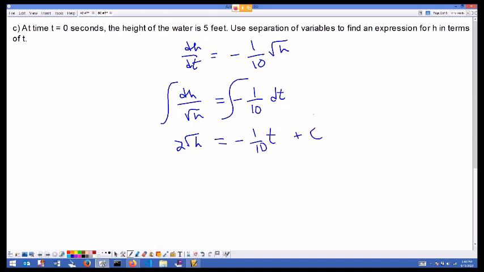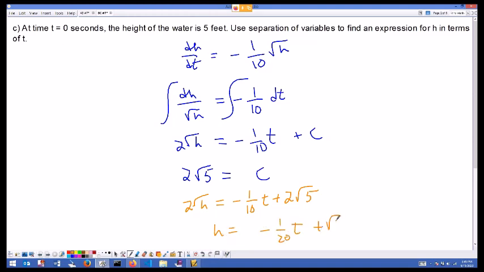Plug in your initial condition that when t is 0, h is 5, and that gives you 2 root 5 as your constant. So then you've got 2 root h equals negative 1/10 t plus 2 root 5. Divide by 2 and square it. h equals negative 1 over 20 t plus root 5, squared. Any questions on that one?